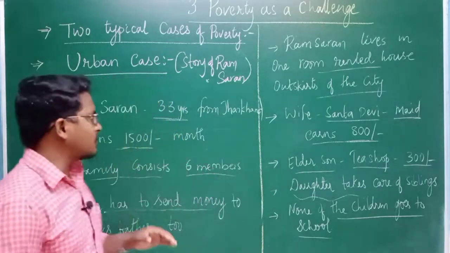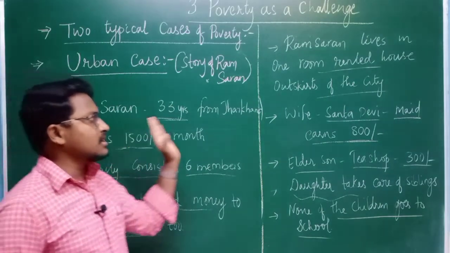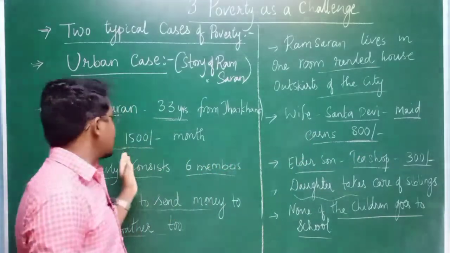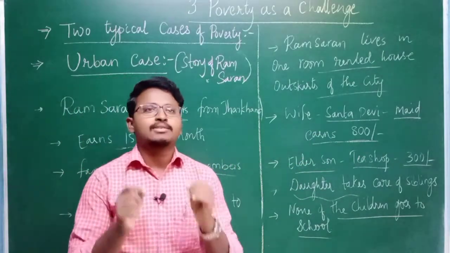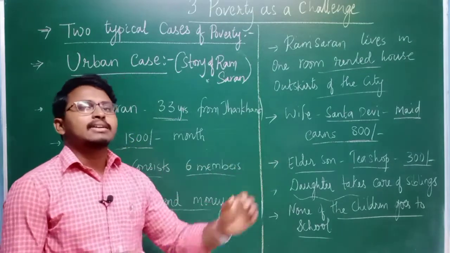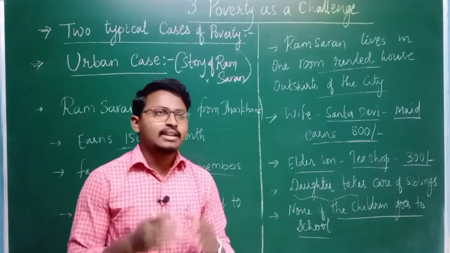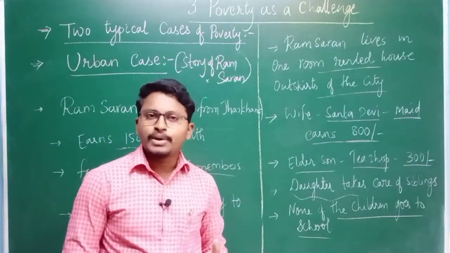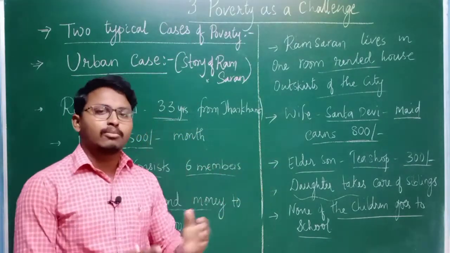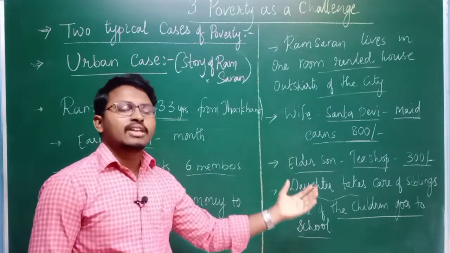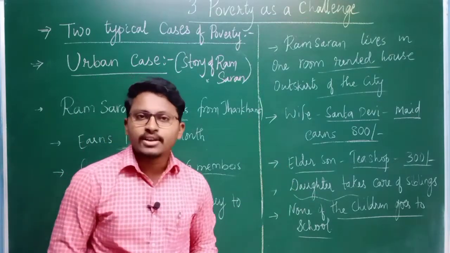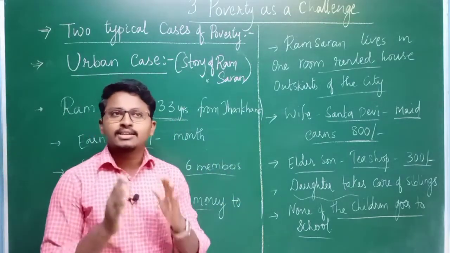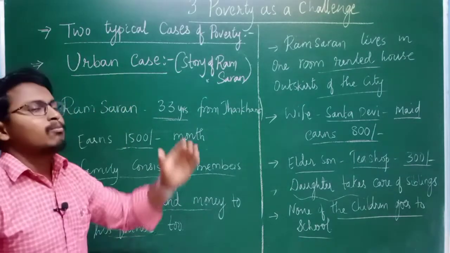So you can see the income of Ram Saran, 1500 by him, then his wife 800, as well as his son 300. So total, somewhere around 2600 rupees per month to lead a family. It's a very difficult task, where the family members are not able to get 2 times food properly, and at the same time buying new clothes or wearing shoes is something like a luxury for the children. So from the story of Ram Saran, what we can understand is that Ram Saran is living in a poverty situation.